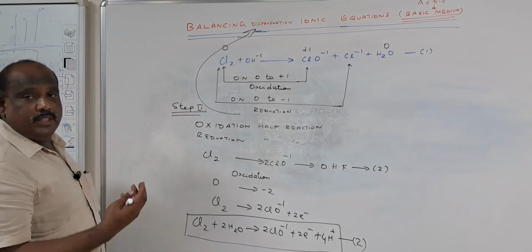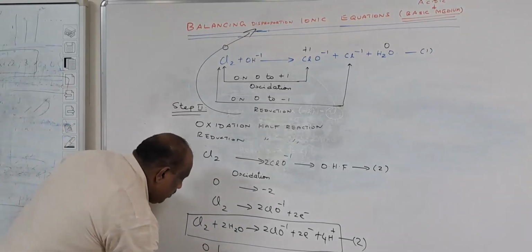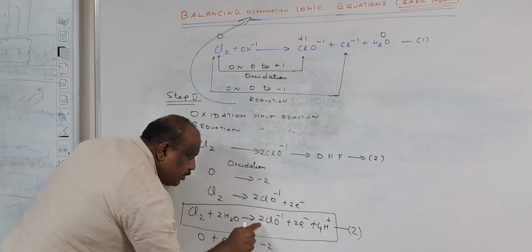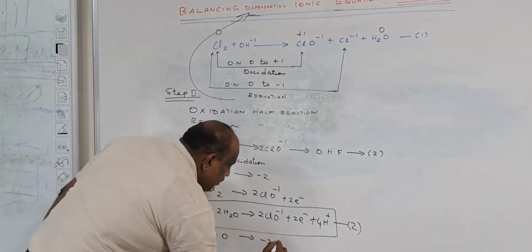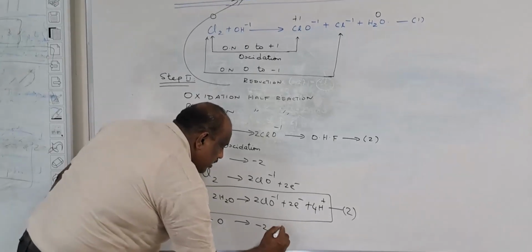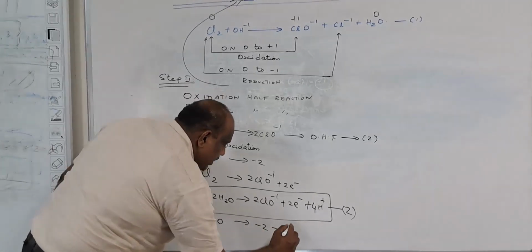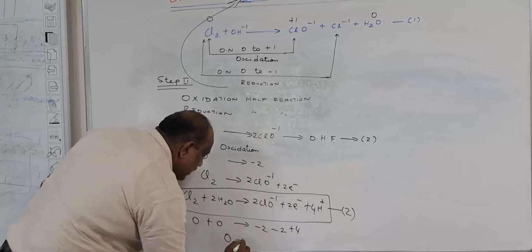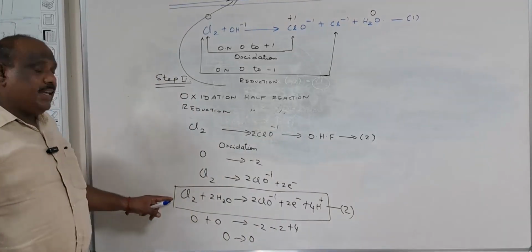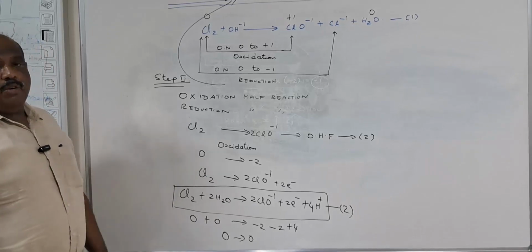So let us check the charges. Here the charge is 0 plus 0, which will become -2. Why is it -2? -1 into 2 is -2. This is also -2 because 1 electron has 1 negative charge, so 2 electrons have 2 negative charges, plus 4. So we can see the charges are also balanced. So this is called the balanced oxidation reaction.